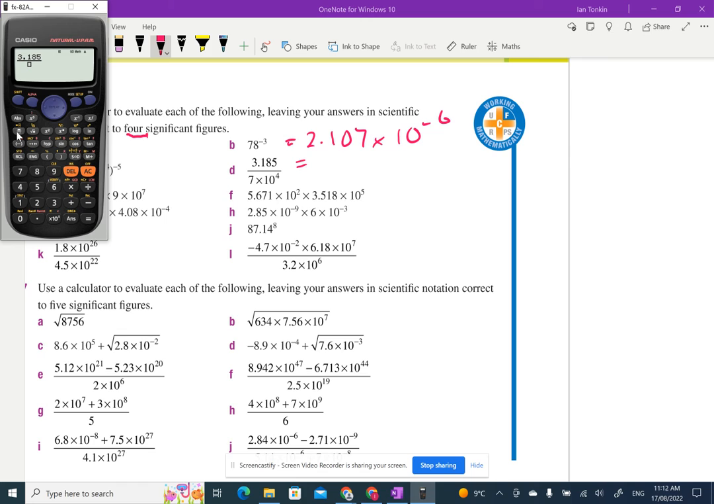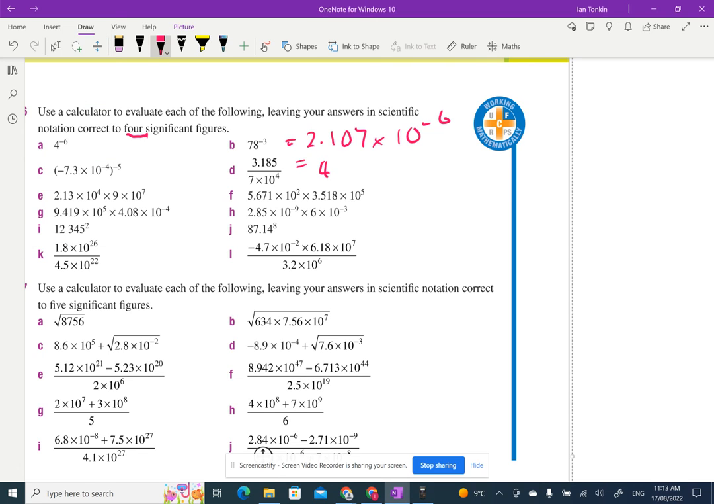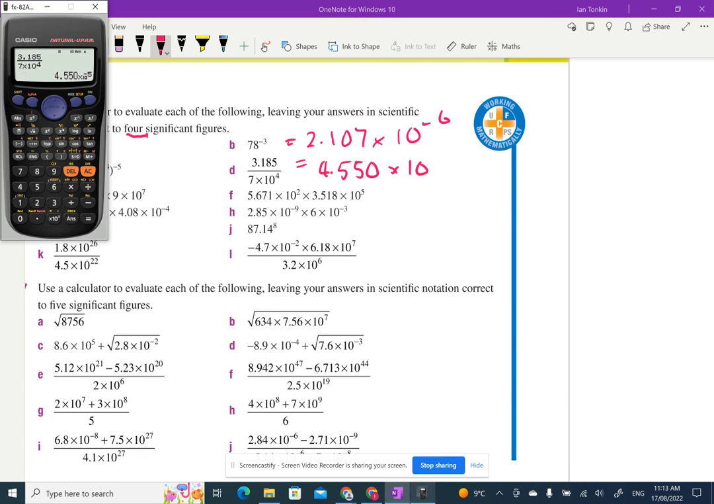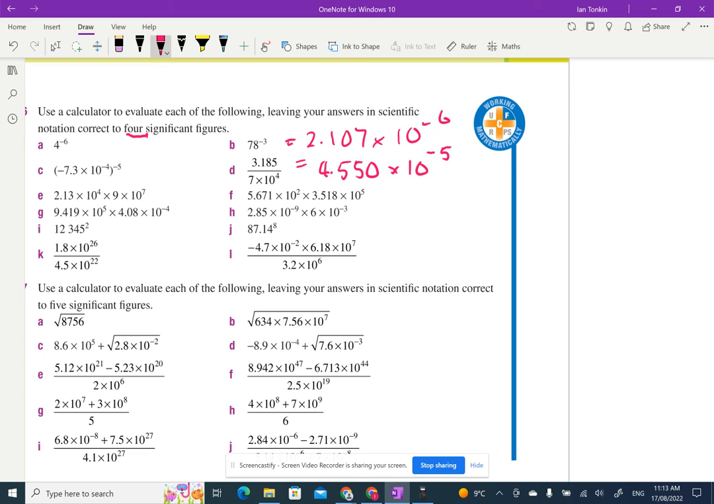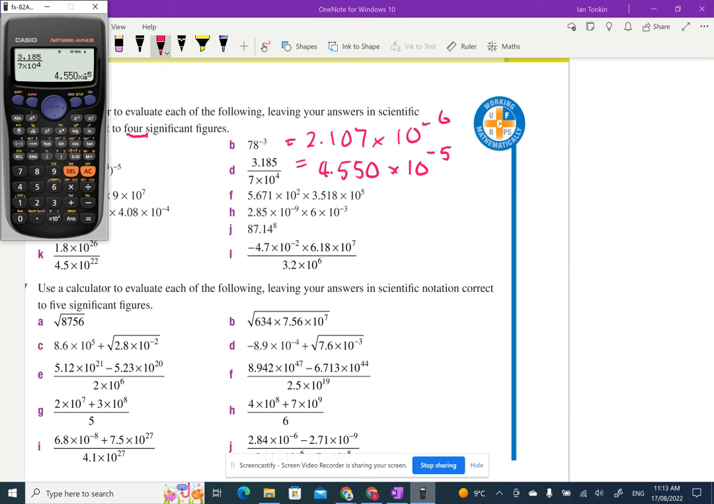You'll see down on the bottom, underneath the number 3, you've got times 10 to the power. I don't actually like using that. I will do this question again using that, but I prefer to go 7 times 10, and I use my power button and get the 4 there. I just like that so much better. It looks better. It looks exactly like the question. And there I get my answer, 4.550 times 10 to the power, was it negative or positive 5? Negative 5.